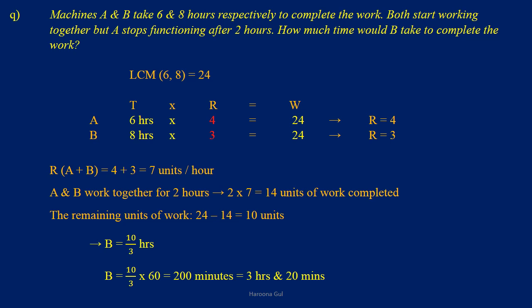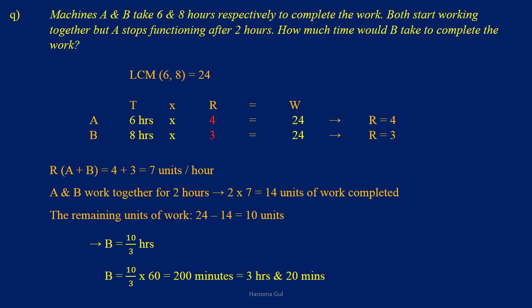Now, when two machines are working together, we add the rates of the two machines. Therefore, 4 plus 3 is equal to 7 units of work per hour, right? Now, the question says that both machines start working together for 2 hours, which means that A and B work together for 2 hours, that is 2 into 7 is equal to 14 units of work completed in 2 hours, right?